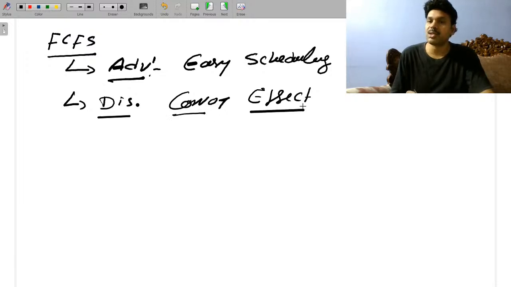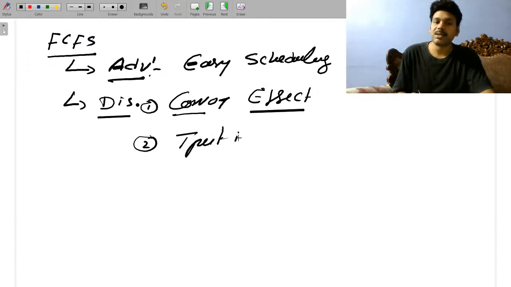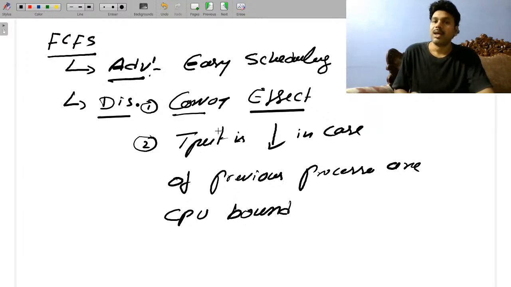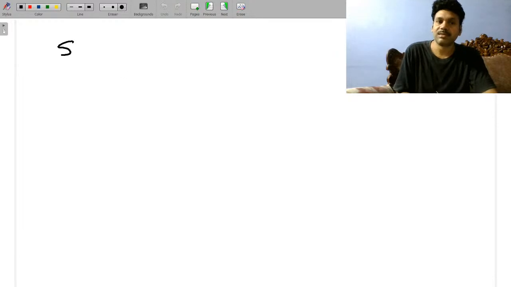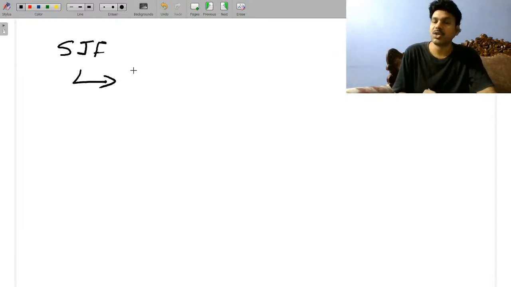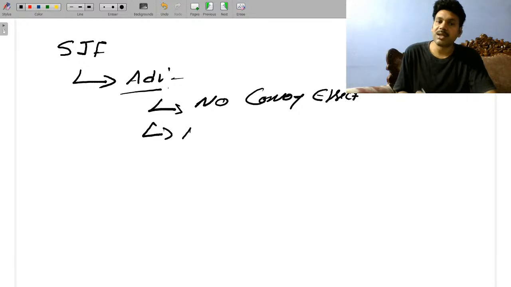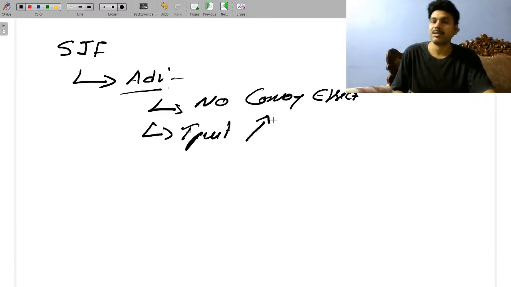Convoy: I know how many processes are ahead of me, but with starvation we don't know. One more disadvantage is that throughput is less in case the previous processes are CPU bound. These problems are avoided in SJF. What is SJF? Please observe, shortest job first. The advantage is superb: no convoy effect. And the second advantage is that you can increase the throughput. Within just a few units you are able to complete more jobs.